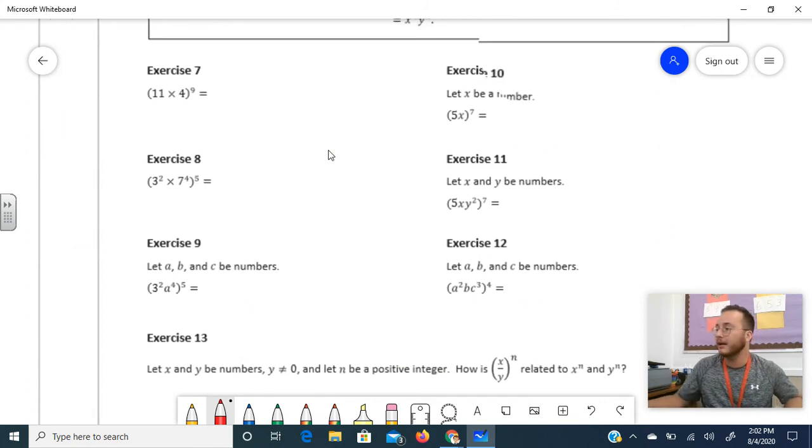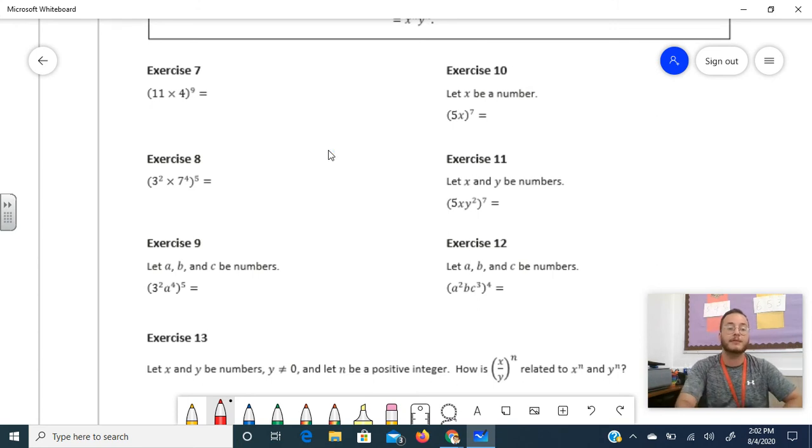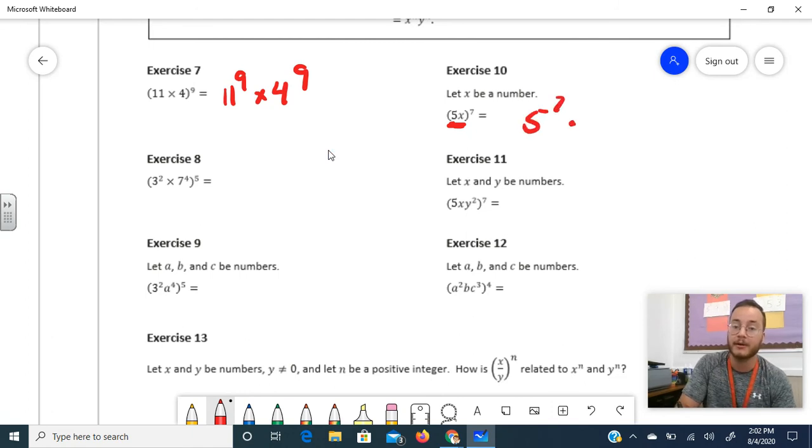All right, so we have (x times 4) to the 9th power. It's multiplication, so I know I can say it is x to the 9th power times 4 to the 9th power. Let x be a number. (5 times x) to the 7th power. Now remember, this is 5 times x. Those are two different numbers. So I have 5 to the 7th power times x to the 7th power. If you want to simplify them, you can. Right now, I'm just showing you how to do this.